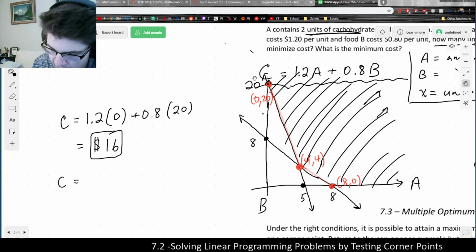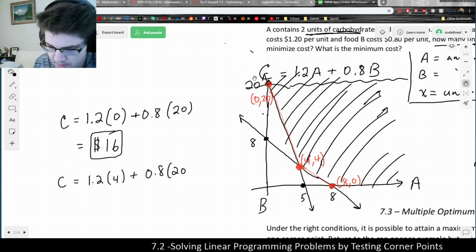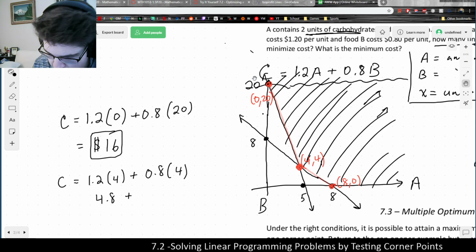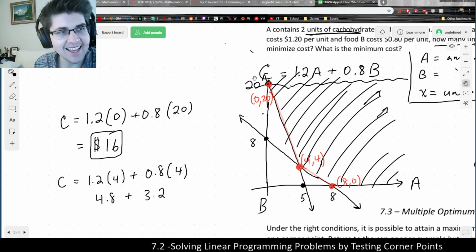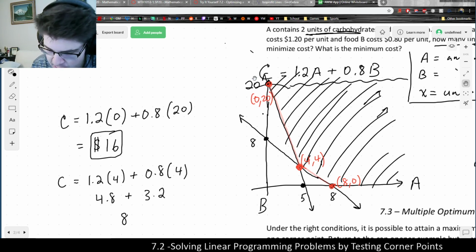So if I were to buy 4 units of each food A and B, that sounds a little more efficient than buying 0 and 20 without doing any math. Whoops. That would be 4 units of A and 4 units of food B. Which would be 4.8 plus 3.6. Or no, sorry, 3.2. 8 times 4 is 32, not 36. Which would be exactly $8.